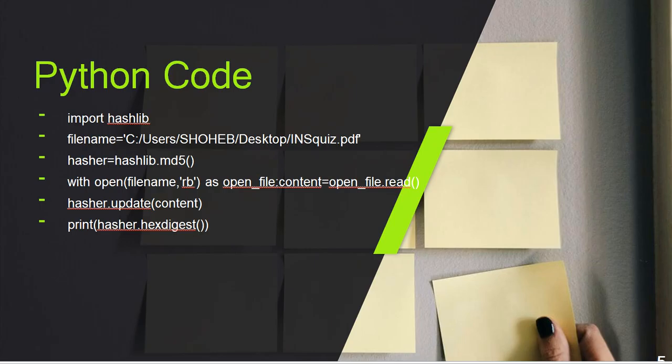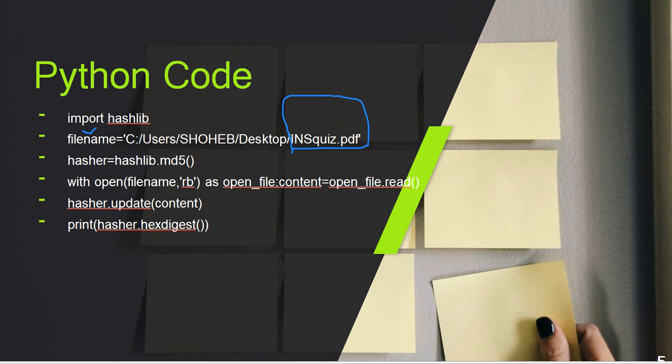So, here you can see the Python code. Very simple Python code is being used. The very beginning line of the code is import hashlib. So, hashlib actually is a library which will help to use the built-in functions that are available in Python. Next, I have used a variable called filename, and to this I'm going to pass the path of the file where the file is stored. So INS quiz is a PDF for which I want to generate the MD5 checksum of 128 bits.